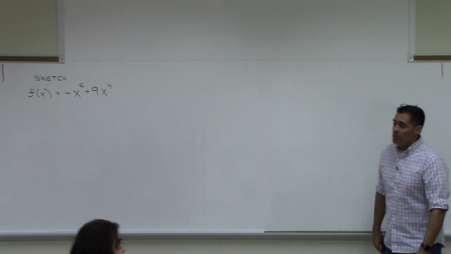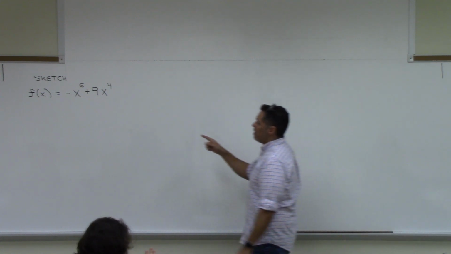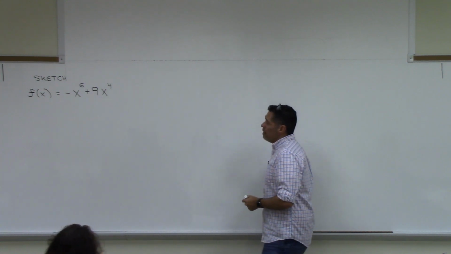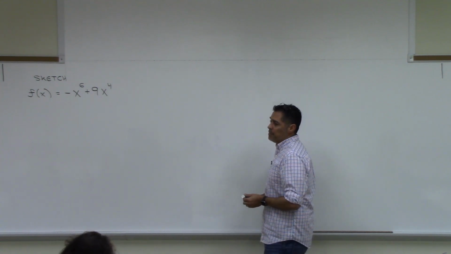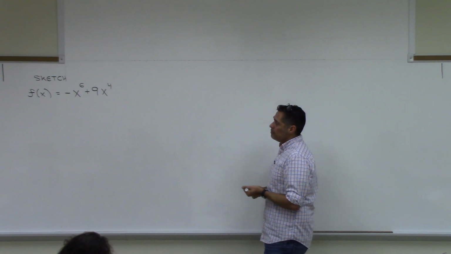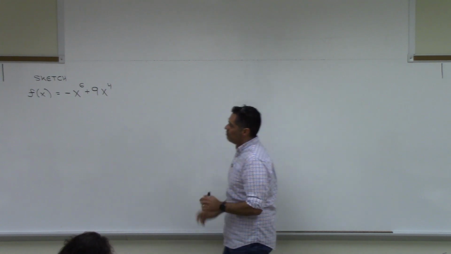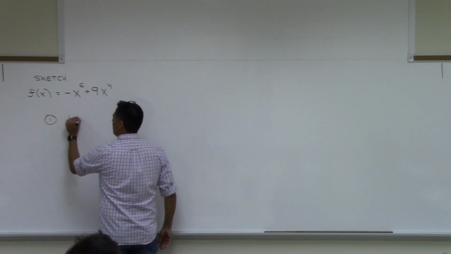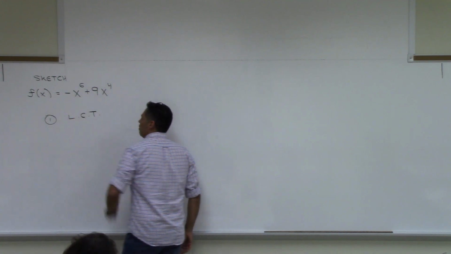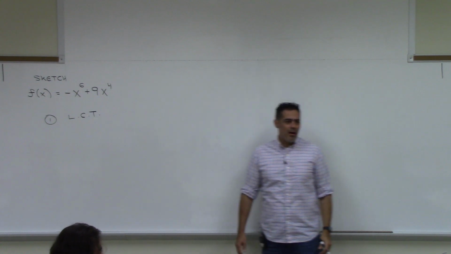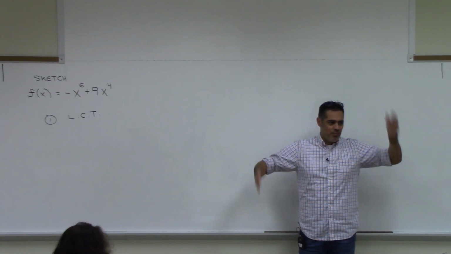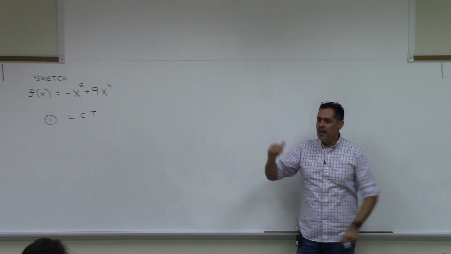Okay. All right, so we are going to sketch this. This is a polynomial function. We went through the steps last class. So let's see how this went for you. First step is what? What do you do? LCT, leading coefficient test. We're going to determine what this polynomial does, the end behavior.